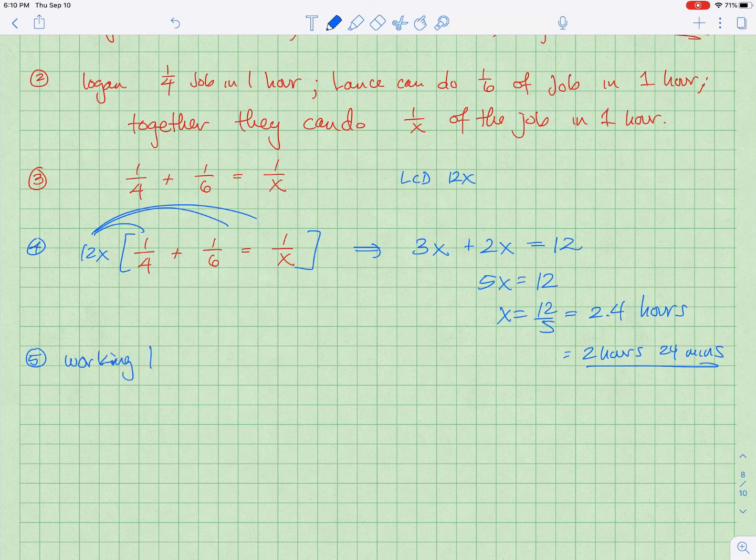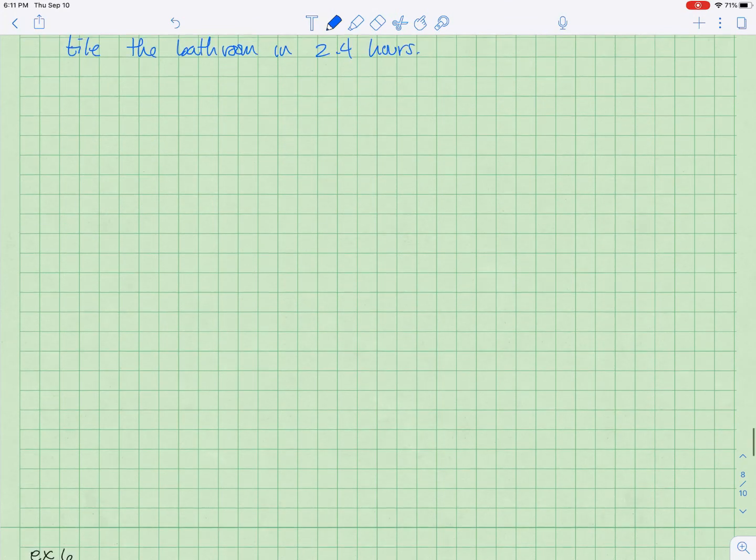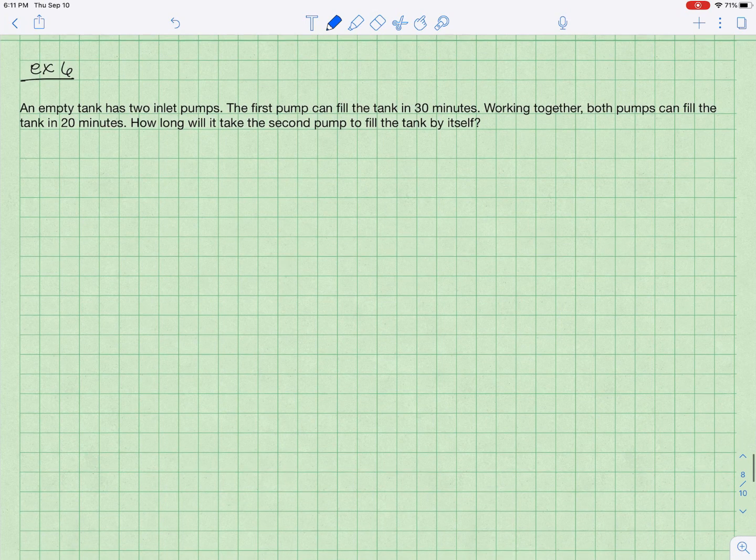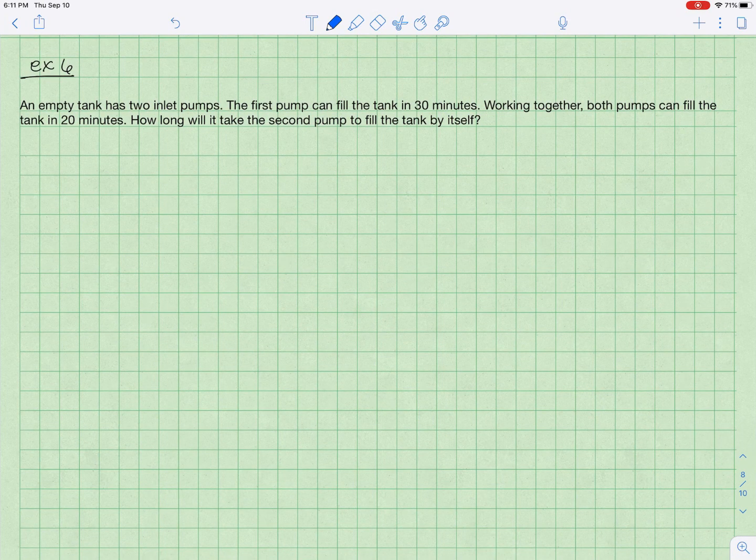So for part 5, working together, Logan and Lance can tile the bathroom in 2.4 hours. The end. So those are pretty straightforward until we get to example number 6 here, where there's a little bit of variation.